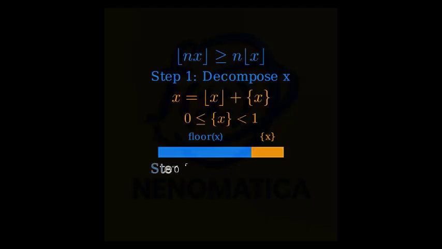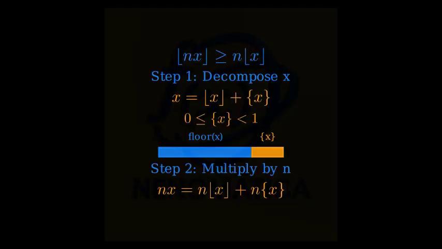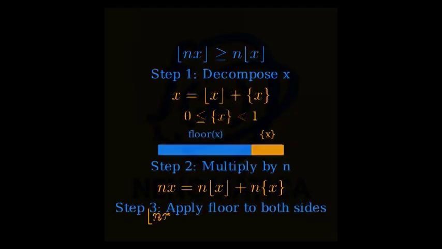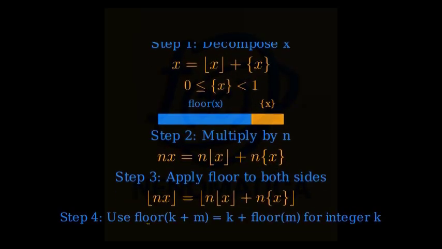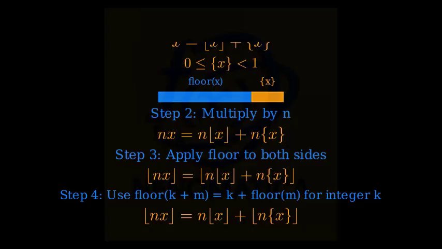Step 2. Multiply both sides by n. This gives nx equals n times floor of x plus n times the fractional part of x. Step 3. Apply the floor function to both sides. The floor of nx equals the floor of n times floor of x plus n times the fractional part of x. Step 4. Since n times floor of x is an integer, we can take it out of the floor. So floor of nx equals n times floor of x plus floor of n times the fractional part of x.